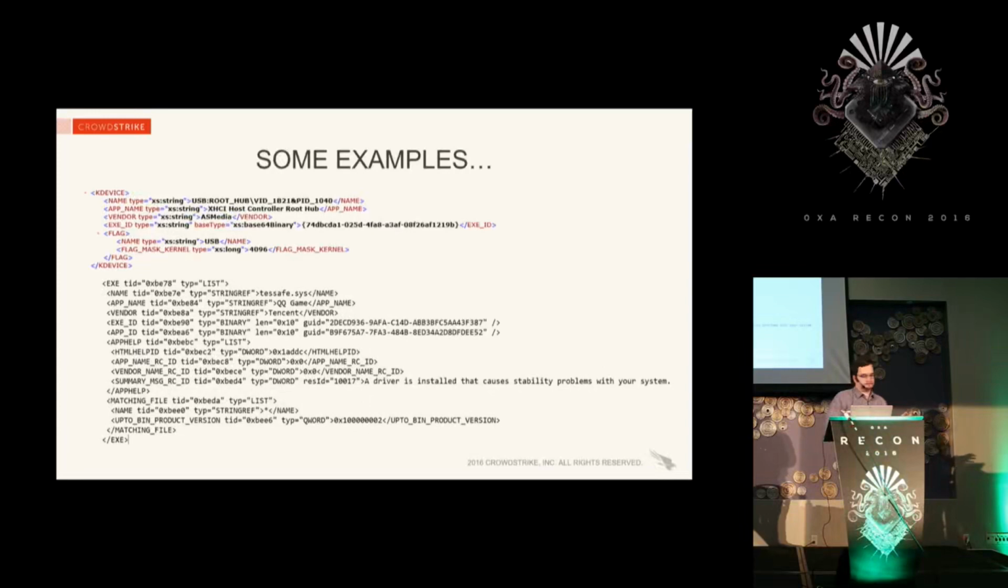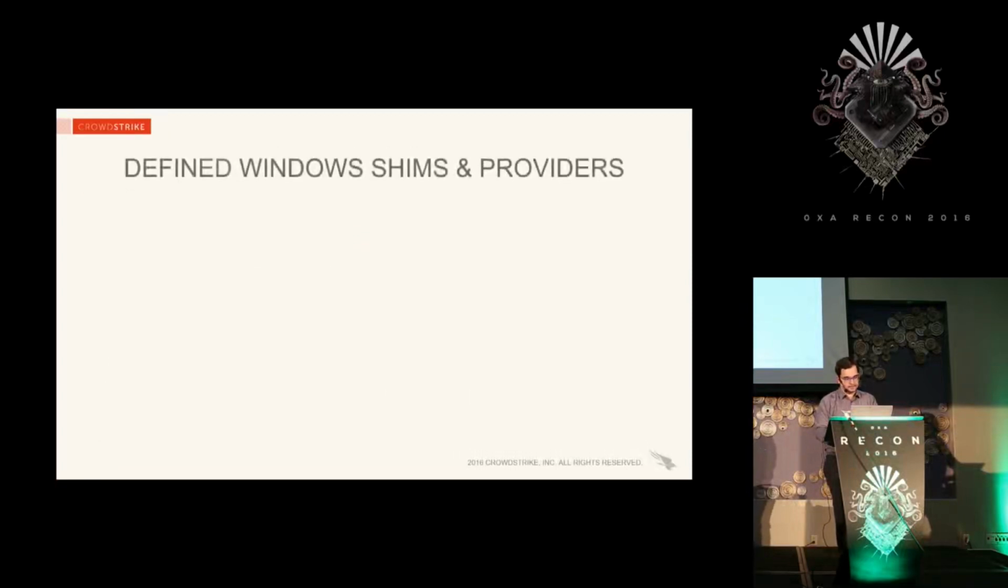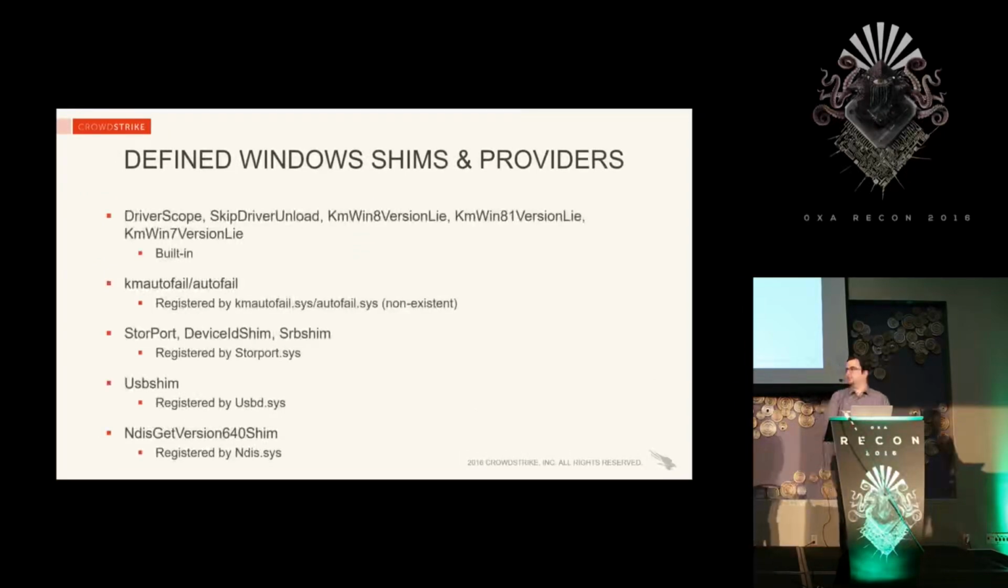It's bad. And later on, if we have time, I'll show you some other examples. Again, these are just from the dump of the SDB database, dumped with SDB to XML, which is that Microsoft tool. So what are the built-in Windows shims and providers if you look at the database? Well, there's driver scope, skip driver unload, KM version lie, which are built in. Then there's two interesting ones called KM autofail and autofail, which are meant to be registered by KMautofail.sys and autofail.sys, but those don't actually exist.